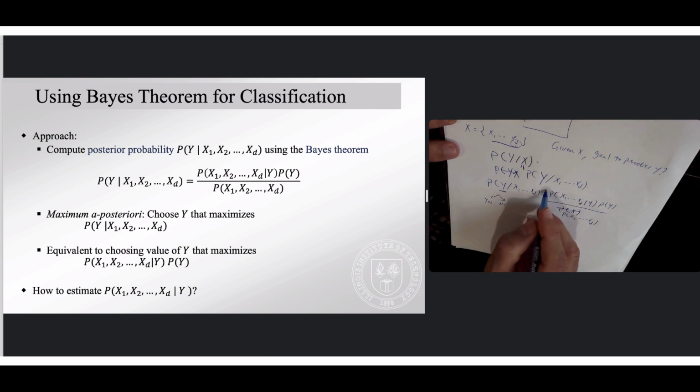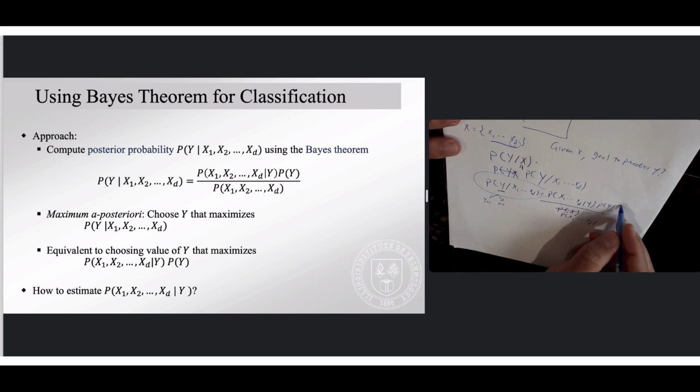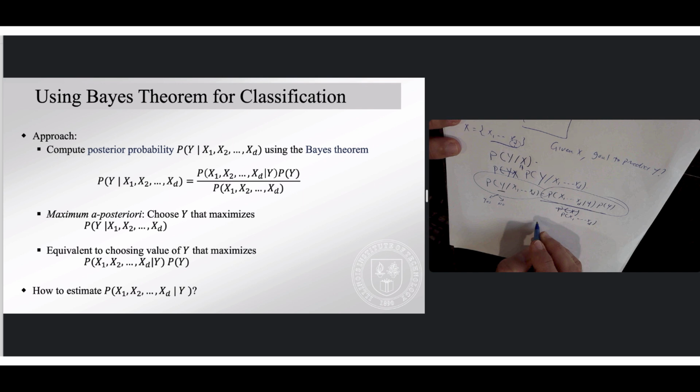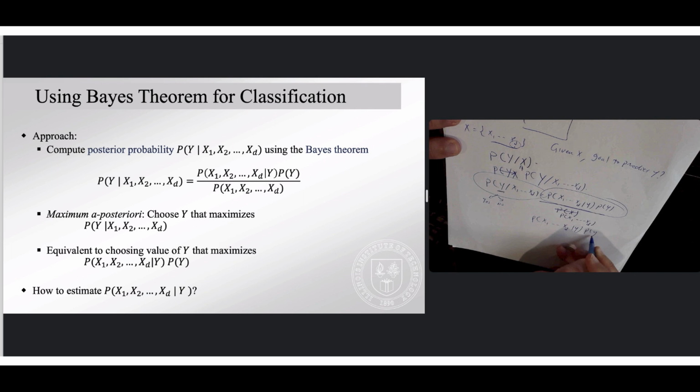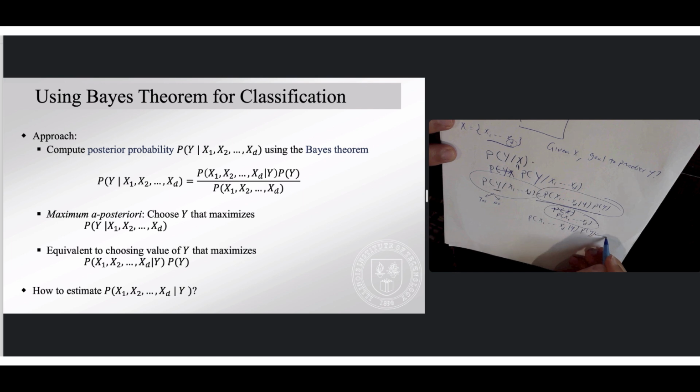If we try to maximize this, it is equivalent to choosing the value of y that maximizes the numerator: the probability of x1 up to xd given y, times the probability of y. Someone can ask, how about the denominator? The denominator does not depend on y, so we treat it as a constant. And the question that we started looking at last time is how you can compute the probability of y.